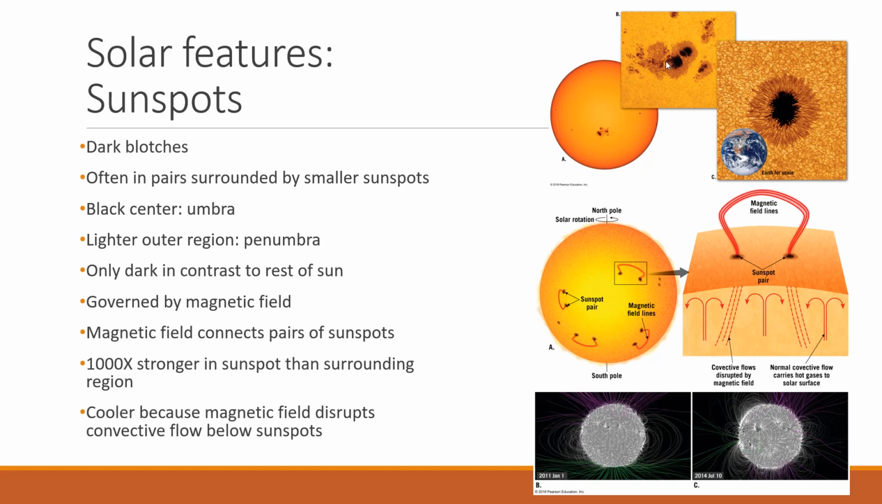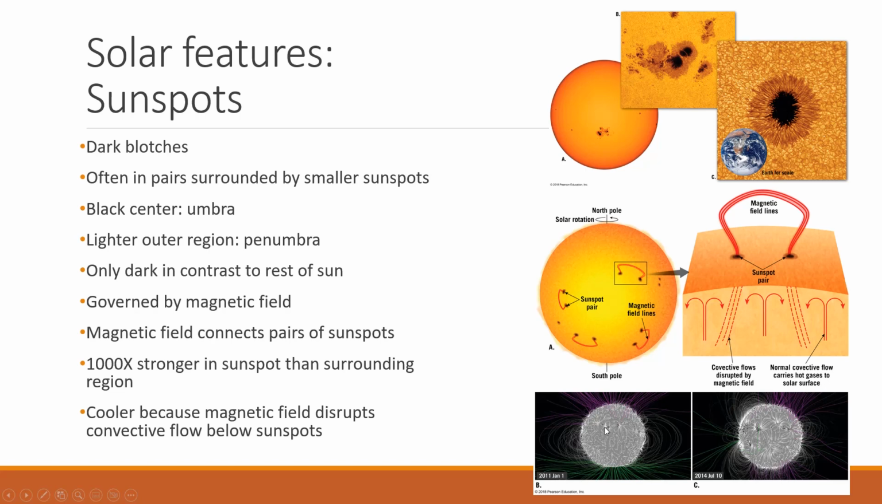So the magnetic field of the sun, which again, we have convective layers of gas within the sun, is pretty strong. The magnetic field will connect pairs of sunspots. So we see that happening here, that we have magnetic lines that connect the sunspot pairs. This is an image of the magnetic field, and we can see these connections on the sunspots.